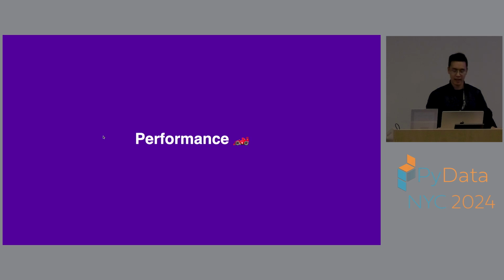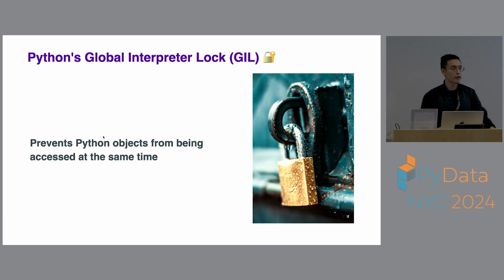Now for performance, we do a fair bit here. The first thing when we talk about performance in Python is the GIL. Who knows about the GIL? We're at a Python conference, so everyone knows about the GIL, I hope. Okay. So the GIL prevents Python objects from being accessed at the same time, and this essentially prevents you from doing multi-threading in Python.